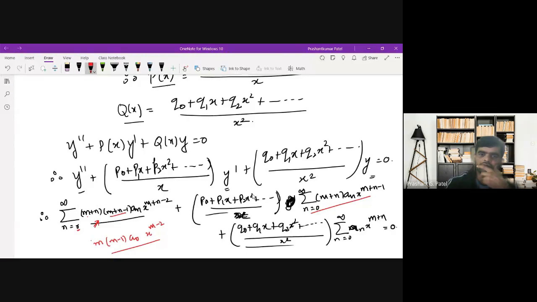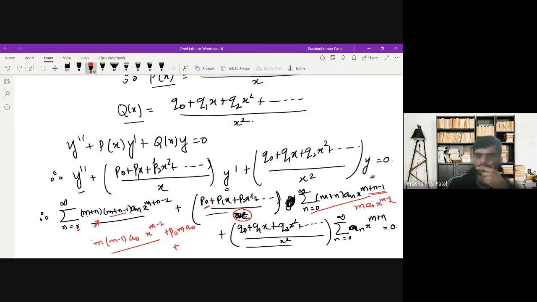This is p0 upon x. So if n equal to 0, this term is m minus 1, x power m minus 1. So it is m a0 into x power m minus 1. And this x is multiplied to that 1 upon x. So it is m minus 2, it will convert, and the second term you will have p0 into m into a0.